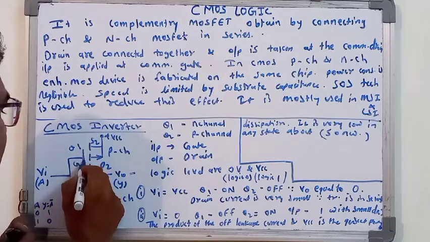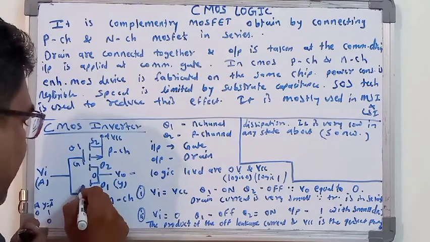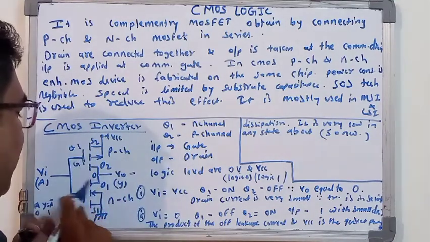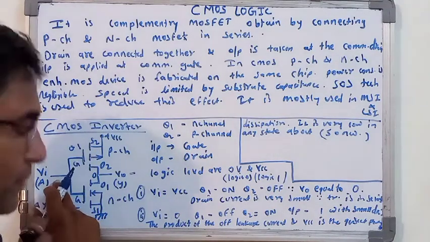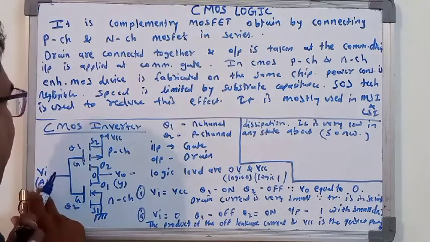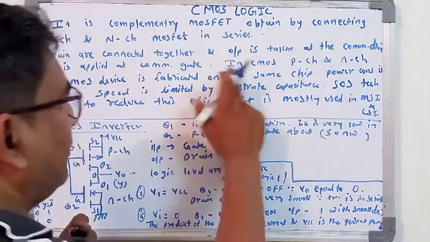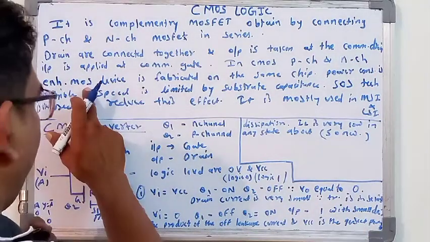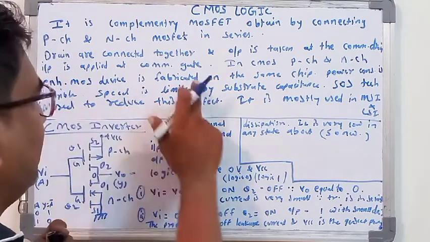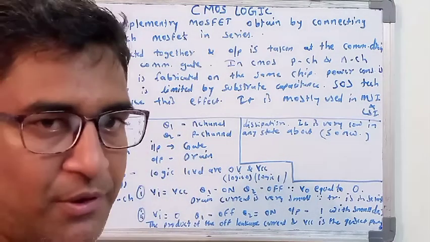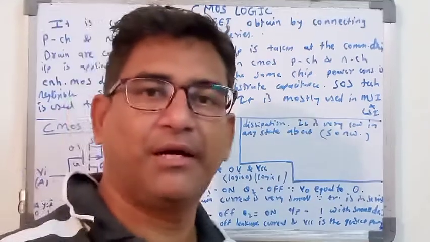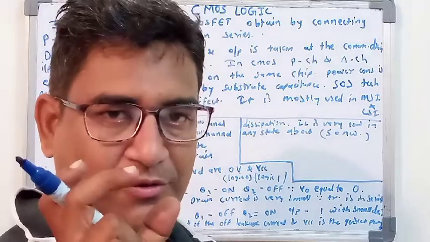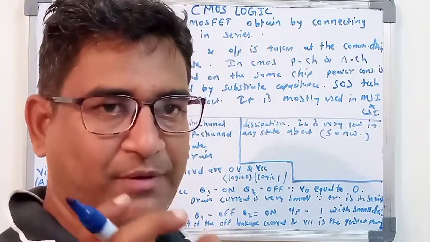This is the gate terminal of one channel, and this is the gate terminal of the next channel, that is the P channel and the N channel. If both are connected like this, we give the input, indicated with VI. In a CMOS, the P channel and the N channel enhancement metal oxide semiconductor devices are fabricated on a small chip, which is a type of IC, an integrated circuit.